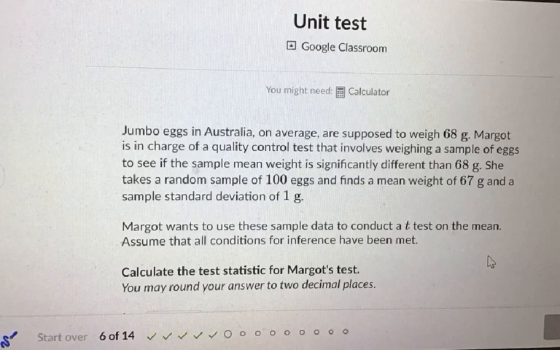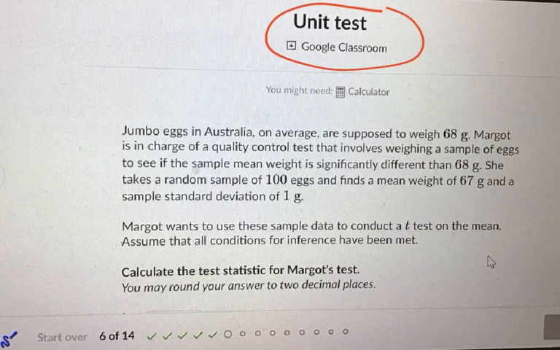Okay guys, this is the second video that I promised you. Before you watch this one, please watch the other one because it goes through some of the easier problems on this unit test. Okay, so let's take a look at this problem here.